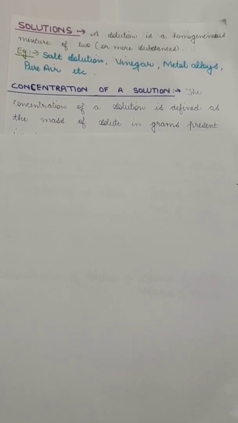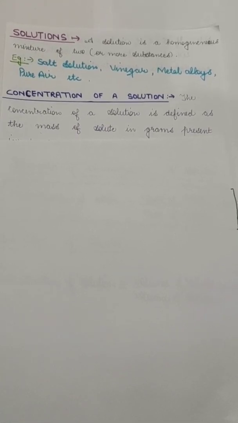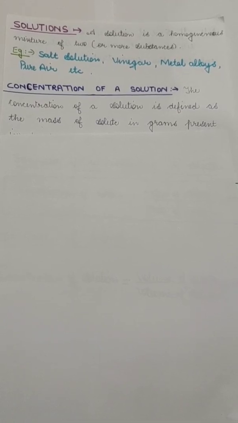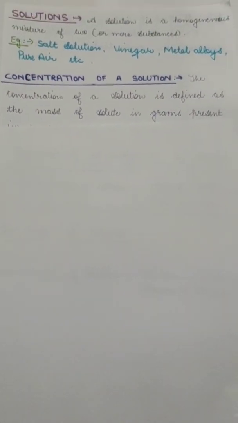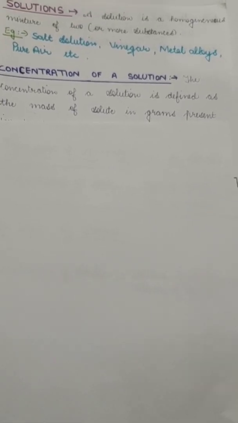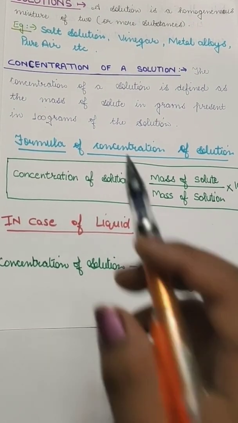In the second glass, since there are 20 tablespoons of sugar, it will be more sweet and a little thicker. So the concentration of the solution in the second glass is higher, whereas the concentration in the first glass is lesser. The solutions which have low concentration are called dilute solutions, and the solutions which have higher concentration are called concentrated solutions. To find out the concentration of solution, we have a formula. The concentration of solution is defined as the mass of solute present in 100 grams of the solution.